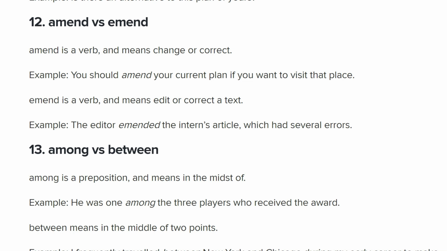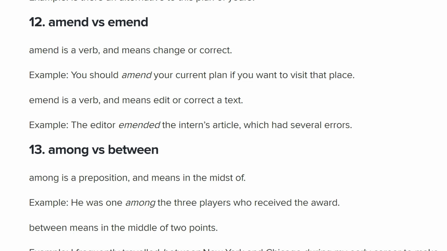Amend is a verb and means change or correct. So something quite similar. You should amend your current plan if you want to visit that place. I guess the way you could remember it is that amend is more broad. Anytime you're just changing anything, you're altering or changing a plan, a prediction, a course of events, anything broad. Whereas emend, in my usage, is only when you're editing usually a text, basically.